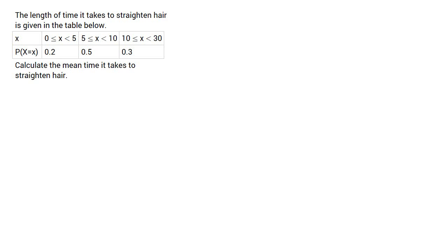Now the problem that we have here is we don't have just a single number for each of these ranges. So what we do is we find the midpoint of each of these ranges and use that number instead. So halfway between 0 and 5 is 2.5. Halfway between 5 and 10 is 7.5, and halfway between 10 and 30 is 20. If you're ever not sure what the number is, you can add the top number and the bottom number together, like this, and divide by 2.